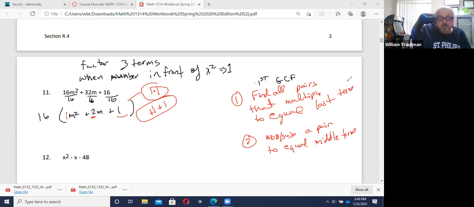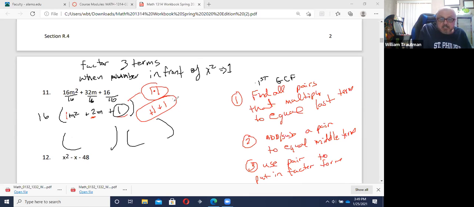Step 3, use your pair to put in factored form. And the factored form is 2 big parentheses, and the last term is 1. This is our pair. We're going to put a plus 1 and a plus 1 in the last term.